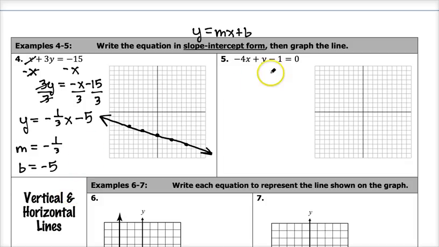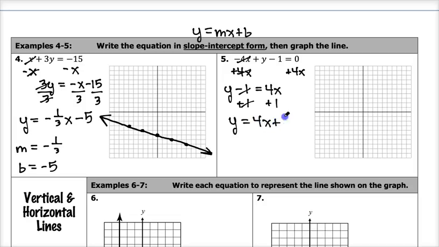Okay, number 5, we have negative 4x plus y minus 1 equals 0. So again, we're going to put this in slope-intercept form, so we're going to isolate the y. So that's going to involve adding 4x to both sides. And that's going to give me y minus 1 equals 4x. And then I also need to add this 1 to both sides. So this is y equals 4x plus 1. So the slope of this line would be 4. The y-intercept would be positive 1.